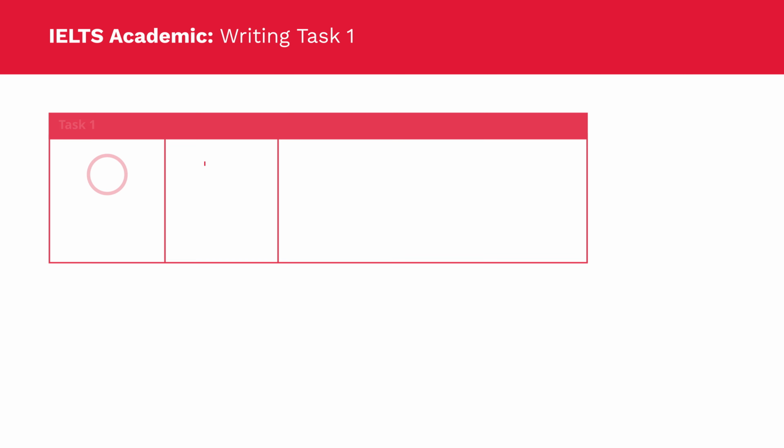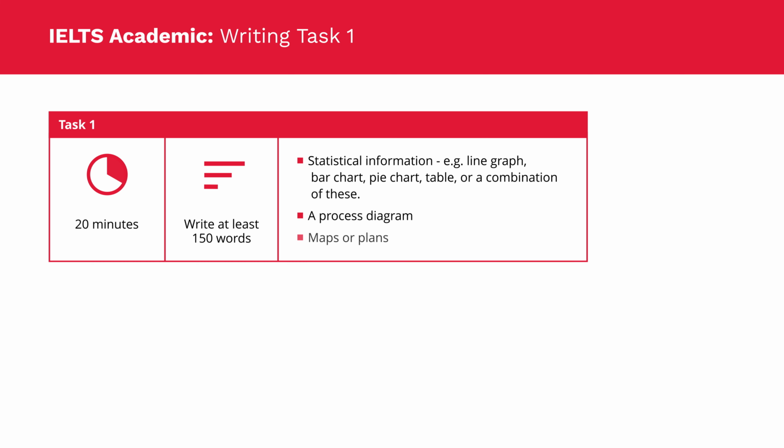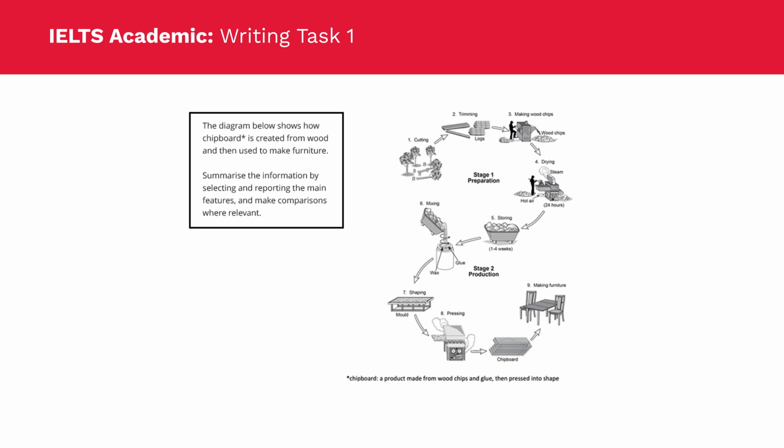In Task 1 of IELTS Academic, you'll be presented with visual items. These can be statistical in nature, such as graphs, charts, or tables. But they can also be images, such as process diagrams, maps, or plans. Here are some examples of visual items in Task 1 questions.